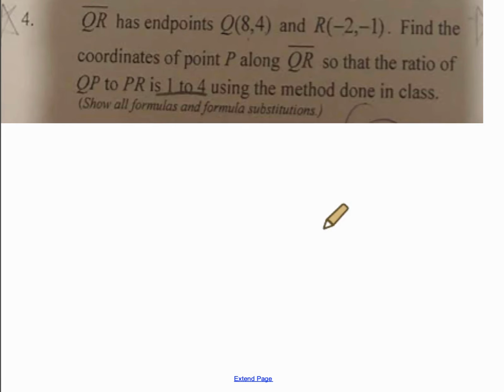All right, so we have QR. They give us the endpoints, and they want to find P along QR so that the ratio of QP to PR is 1 to 4.